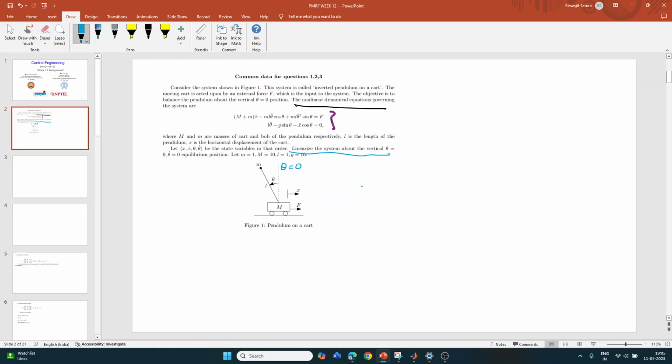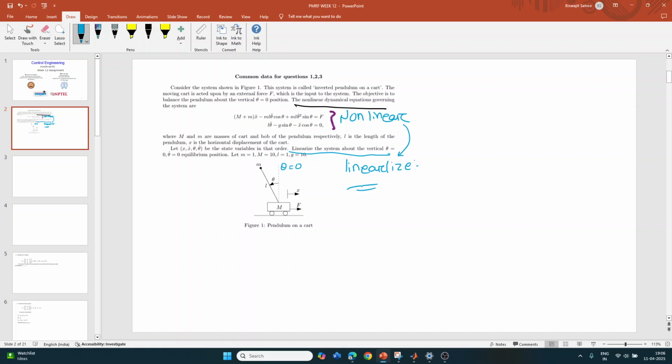This is a non-linear system, and in this non-linear system dynamics we have to linearize it. So how to do that? First of all, you write the basic equations. What are the equations he has given us? Let me write them down for you on the right hand side.